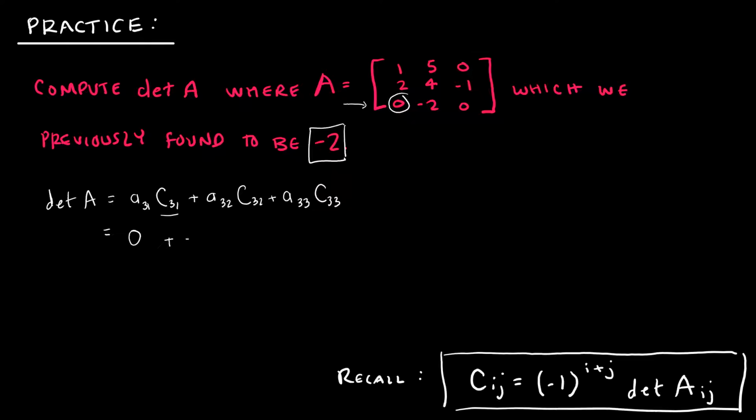A32 is negative 2. And then notice I wrote this down here for you in case you don't quite have it written down or memorized yet. I need to take C32. So C32 says take negative 1 to the i plus j, so that's 3 plus 2. And then the determinant, so instead of writing determinant, I'm going to use those straight brackets, of A32.